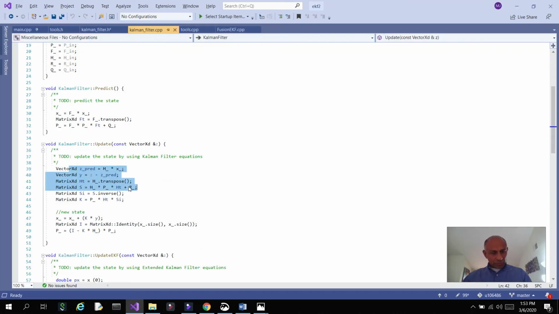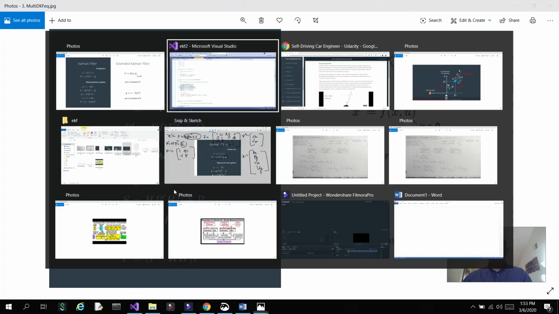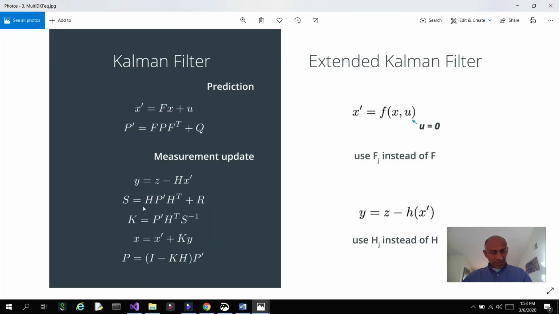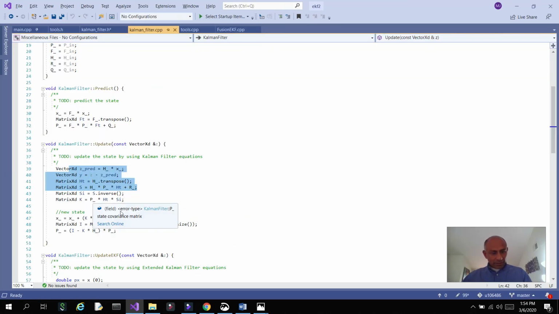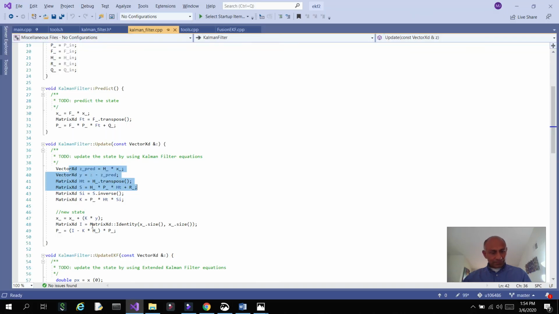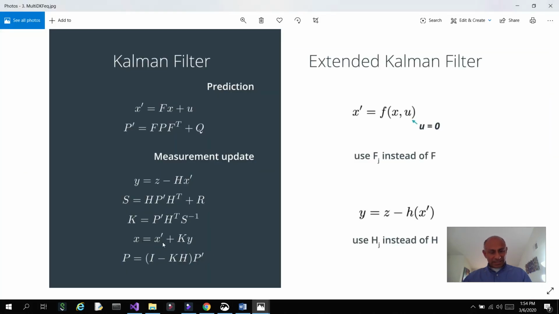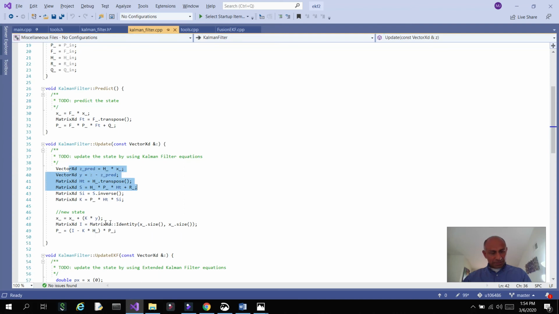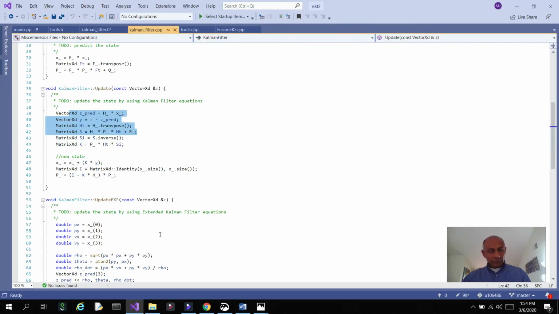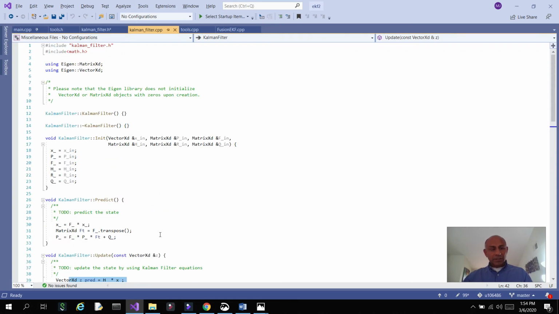y equals z minus h of x, and then S is H P H transpose plus R. Kalman gain is P H transpose S inverse. The new state is x equals x plus K y, and the new error is I minus K H times P. So wonderful, that was all. Predict, update. That was the core exercise.